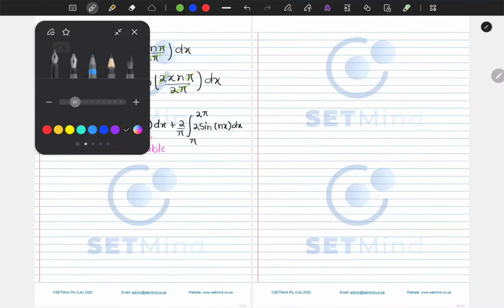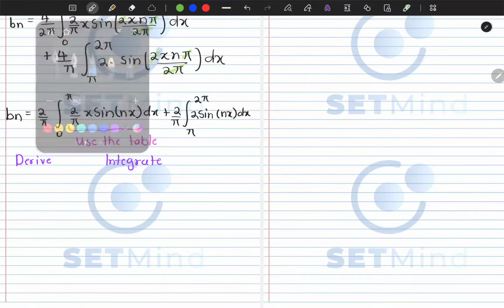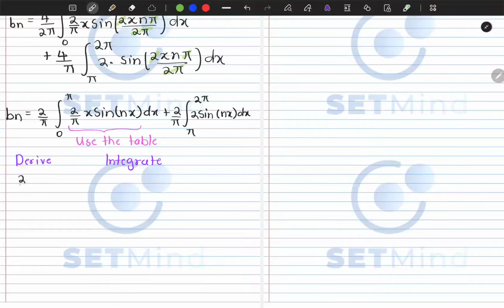So what we need to do next, as we used previously, is use that table to deal with that first part, where we'll derive and then integrate. What we are going to derive is 2 over pi times x, and what we are going to integrate is sine of nx. When we derive, we get 2 over pi. When we integrate our sine, we get negative cos nx divided by n. When we differentiate, we get 0. When you further integrate, you get negative sine nx divided by n squared.